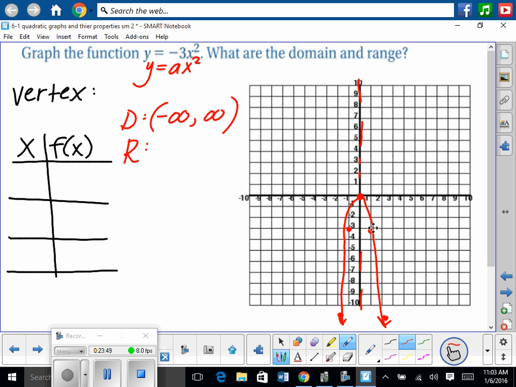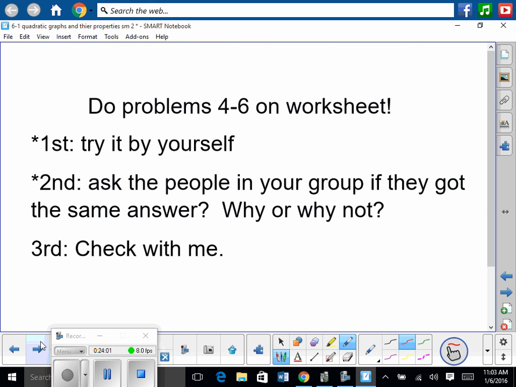And then our range is y values. You always put the smallest first. Where's it growing to? Negative infinity. And what's the largest y value? 0, and it includes 0. Questions on that? Okay, now I need you to do these problems, 4 through 6 on the worksheet. Ready, set, go.